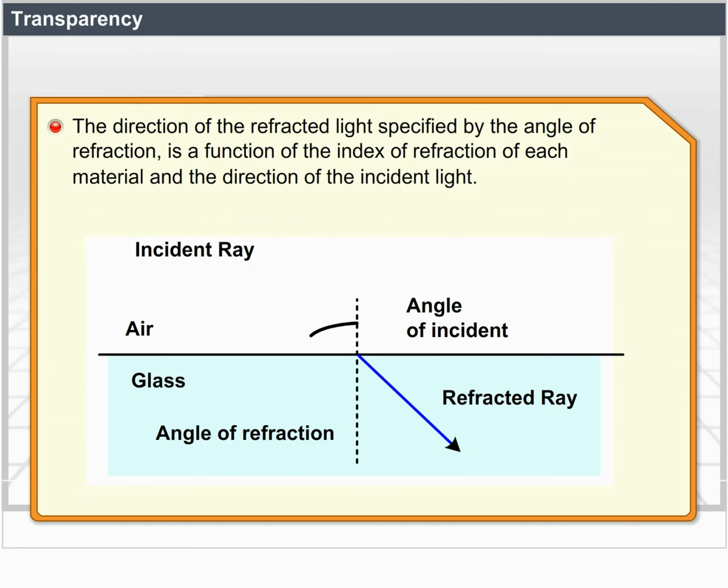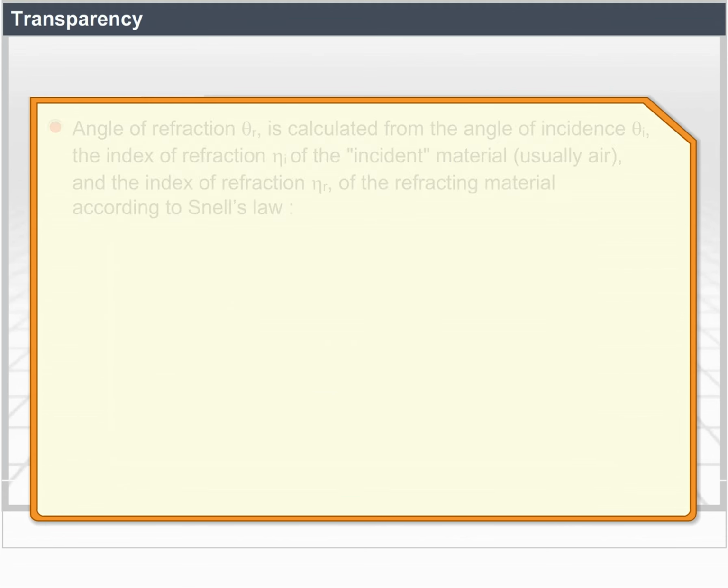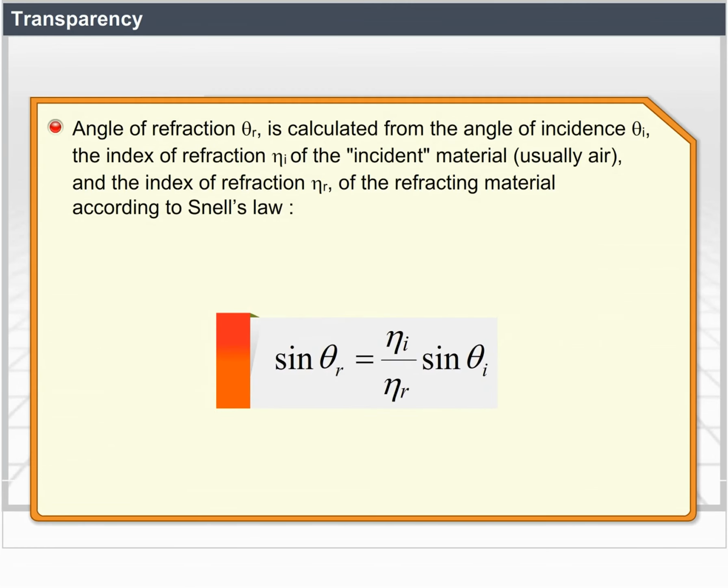Index of refraction for a material is defined as the ratio of the speed of light in a vacuum to the speed of light in the material. Angle of refraction, theta r, is calculated from the angle of incidence, theta i. The index of refraction, eta i, of the incident material, usually air, and the index of refraction, eta r, of the refracting material according to Snell's law is sin theta r equals eta i over eta r times sin theta i.